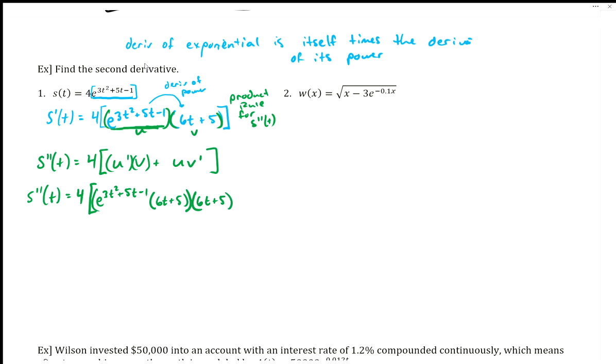Okay, and then now we've got plus. The u part is the e to the 3t squared plus 5t minus 1. And then the derivative of the v part, so we just put in the u part, v prime looks like it's just 6. And then we put in our bracket.